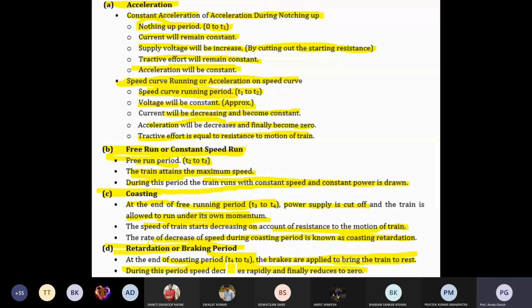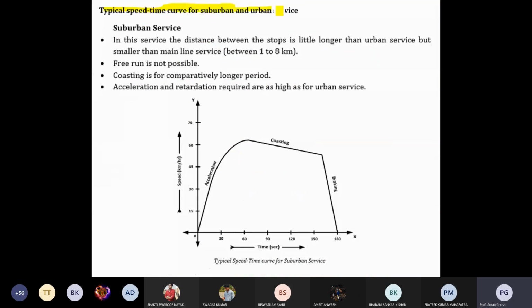So what are the typical speed time curves of the urban and suburban? First you know that acceleration period is there. Then free running period is not there. Direct coasting, meaning you turn off the switch. Okay, after that braking. So three points are prominent.